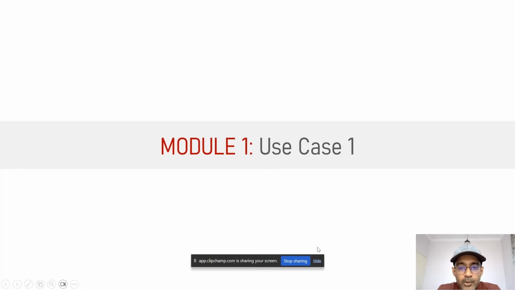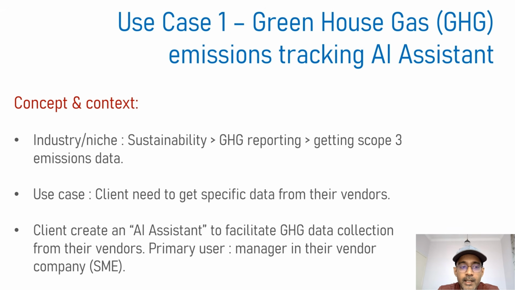We start with the first module, the use case one demonstration. In this case, this is going to be an illustration of how I've designed a so-called AI system that works as a greenhouse gas emissions data tracking staff. You can call it a staff because it kind of works as a staff. So the concept and context for this is: the industry is obviously sustainability. If you go a bit more into detail, the use case is greenhouse gas emissions reporting. And a bit more specific on the workflow is getting scope 3 data.